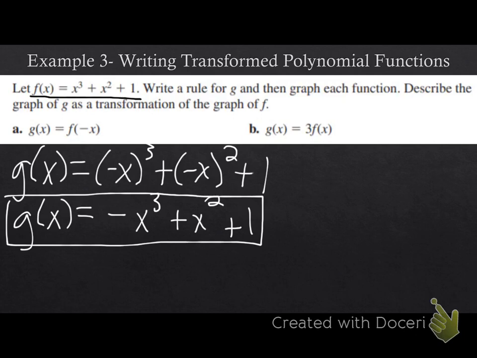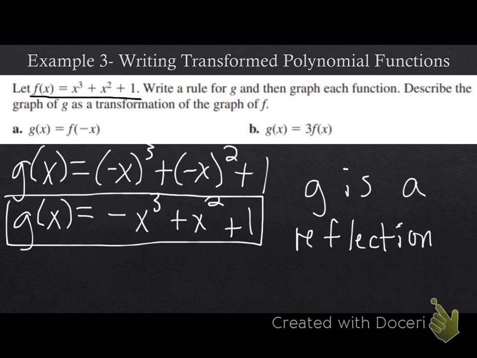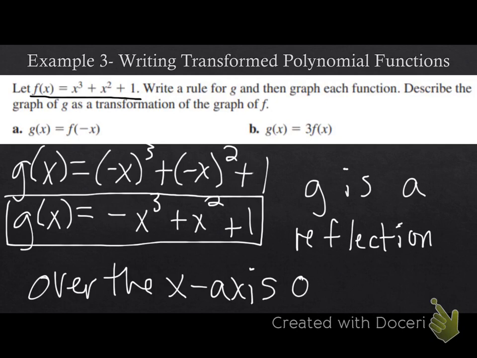So I would say g is a reflection over the x-axis of f. You guys can't see the red, can you? How do you know if it's over the x or y? Hold on one second.